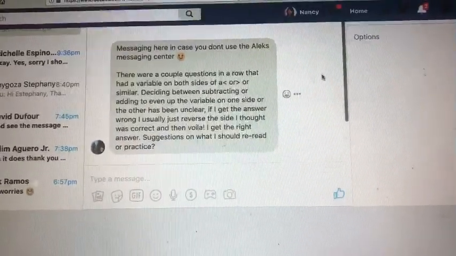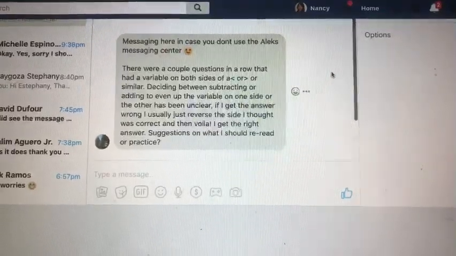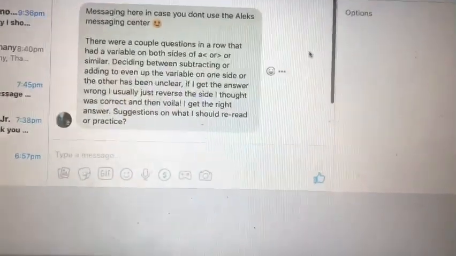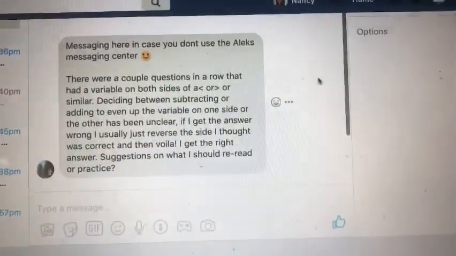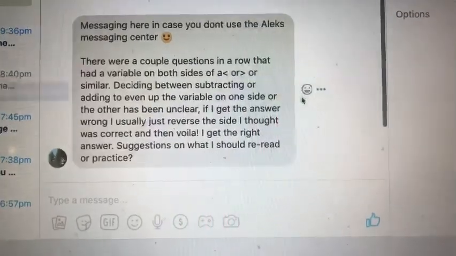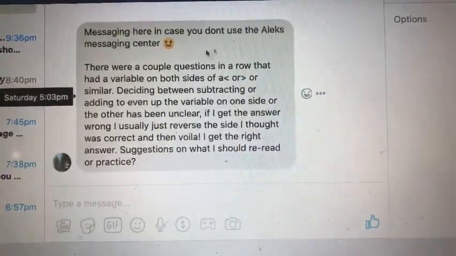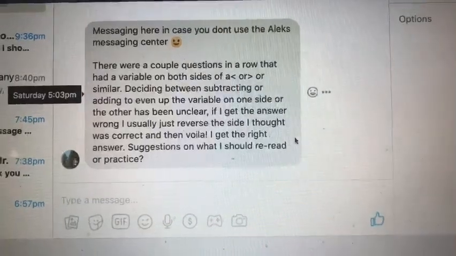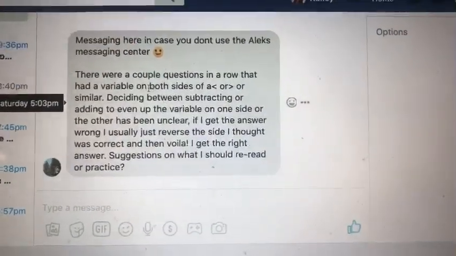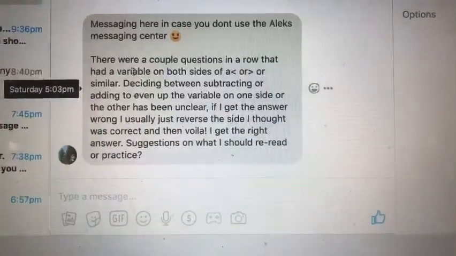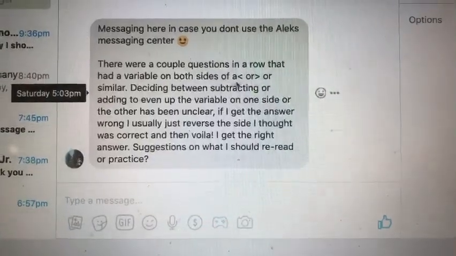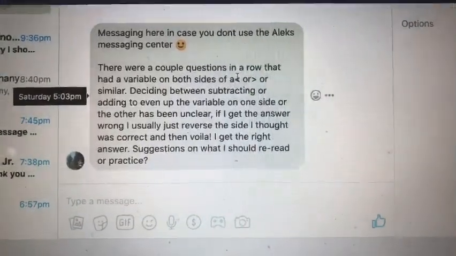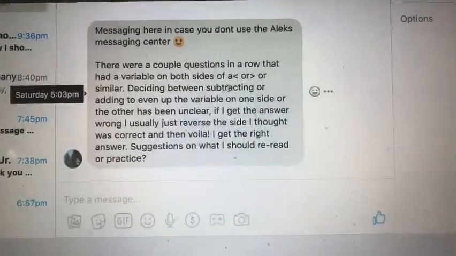Good evening, everyone. It's Sunday night of Labor Day weekend, and I'm going through your messages, and I see there's a question one of your classmates asked, and I thought it was a great question that some of you will probably encounter. He asked, there were a couple questions in a row that had a variable on both sides of an inequality, a less than or equal sign or similar.